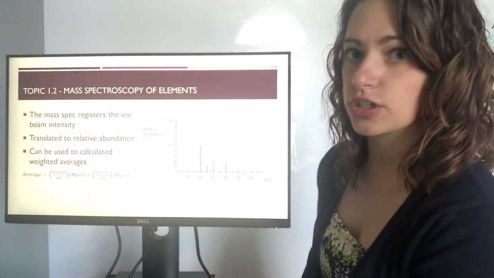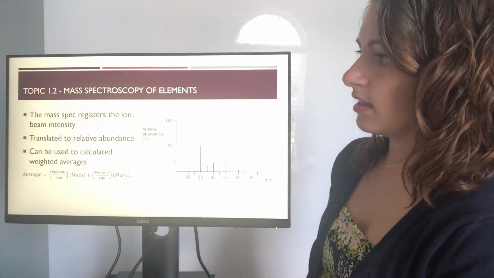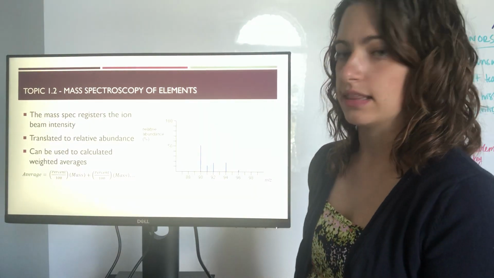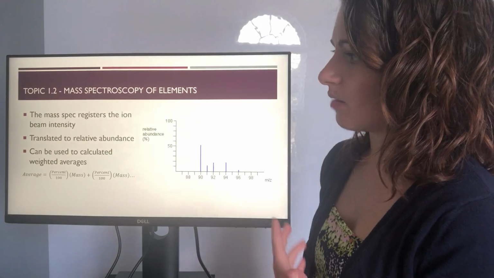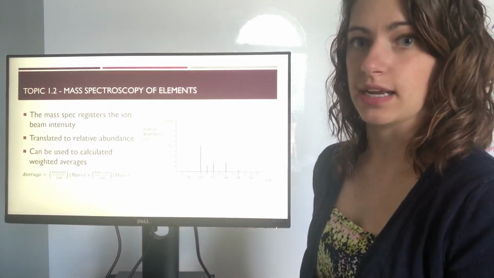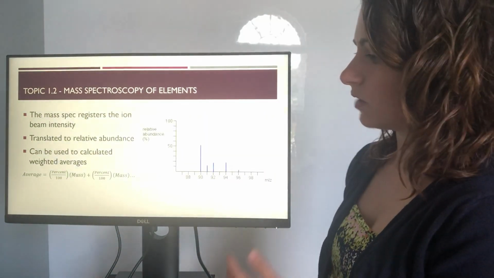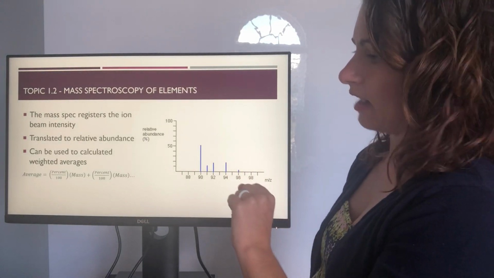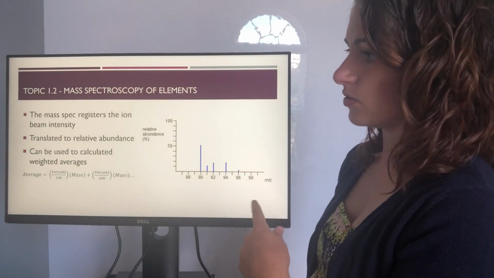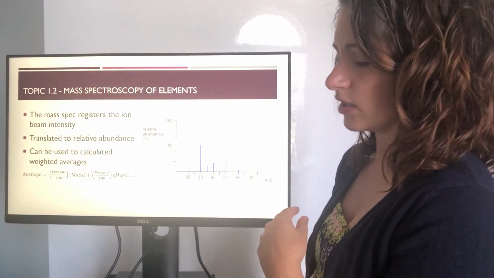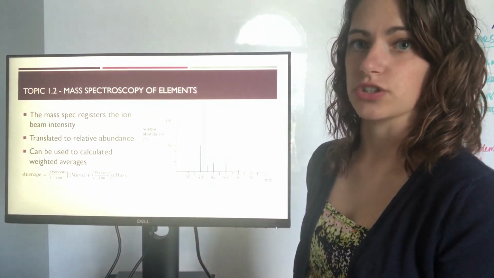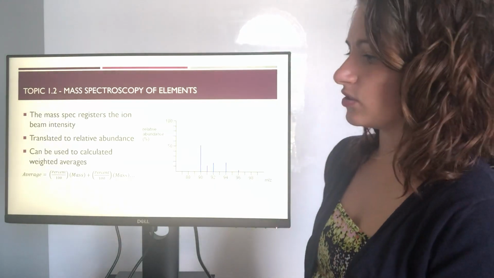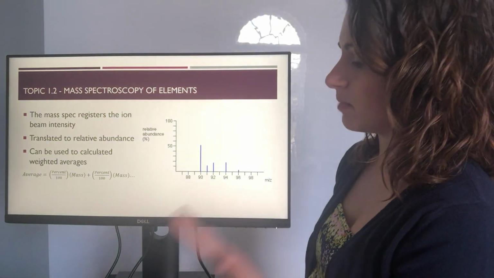Okay, and then our detector plate looks at the ion beam intensity. So the more intense the beam, the more abundant that particular particle. Okay, so then most often they're translated into relative abundance, and then we can use those values to calculate the weighted average. Okay, so a weighted average is not just your standard average. It's not add them all up, divide by the total. It takes into account what the abundance is.